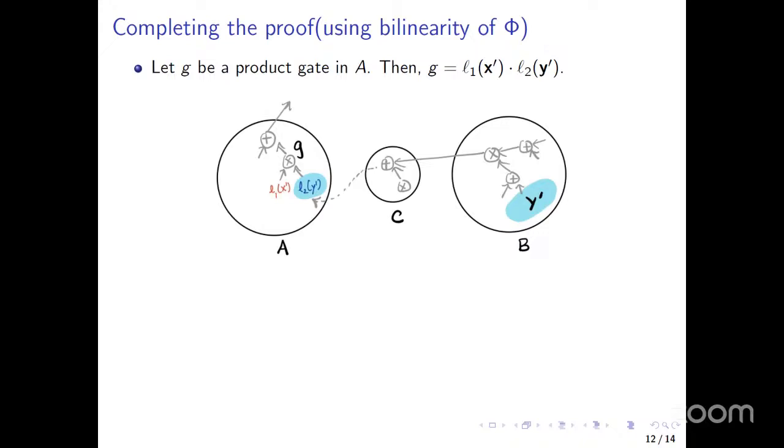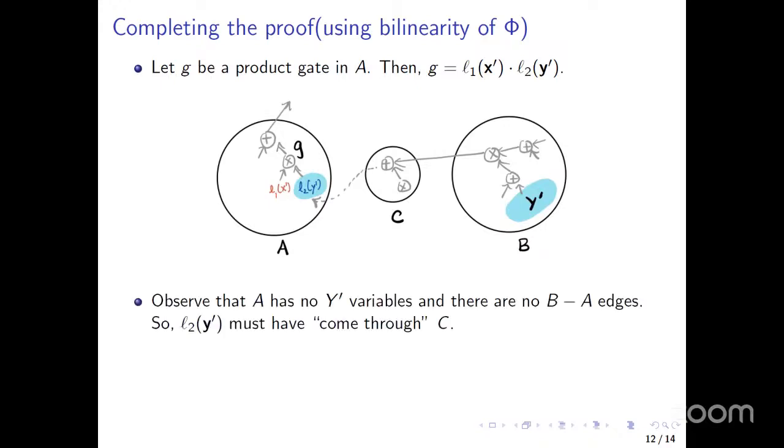So all the x prime variables were in A. So this gate can pick it up from itself, but all the y prime variables are in B. So they must have reached this part via C. Right? So A has no y prime variables and there are no direct edges from B to A. So this linear form here on the y prime variables must have come through C.